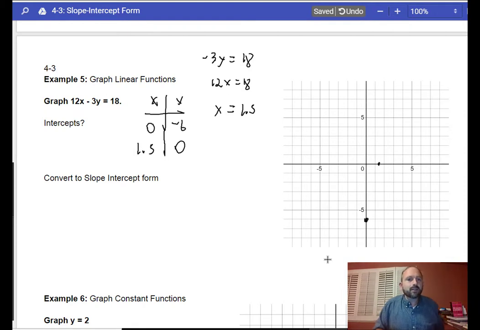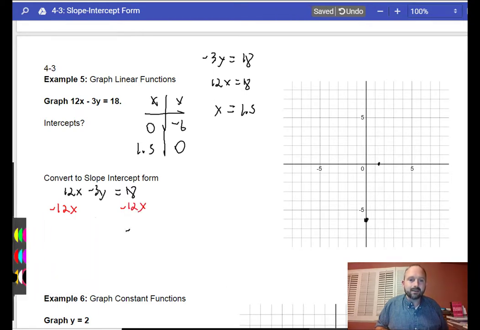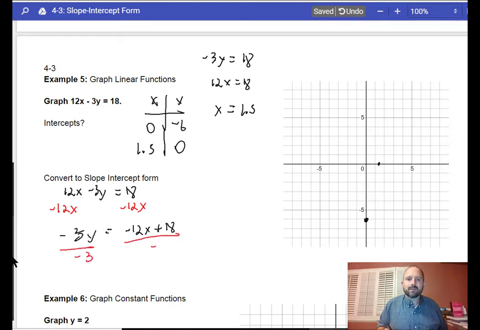Well, let's see. Another way to do this, besides plotting the intercepts, is to convert to slope-intercept form. If we were to convert to slope-intercept form, that will tell us where our start is, and then what we have to do is just figure out what our growth is. So looking at that, I can slowly start to figure out what my slope-intercept equation is. There we go.